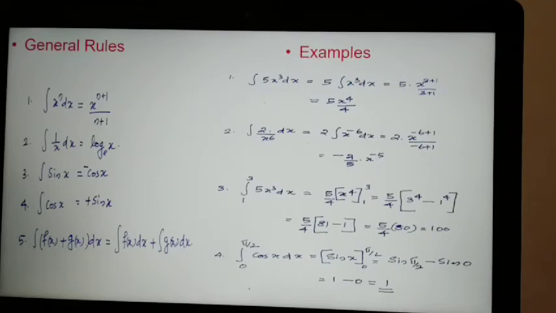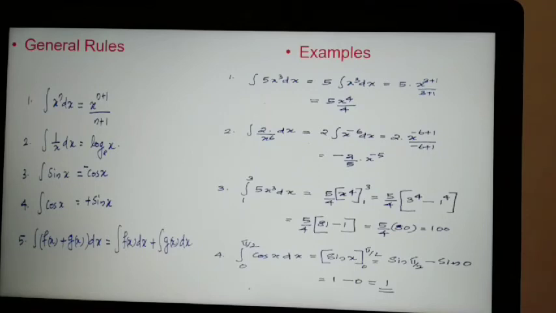So that will be 9 into 9, that is 81. So 81 minus 1 to the power 4. 1 to the power 4, whatever the power may be, is simply 1. So in the bracket you will get 81 minus 1, that is 80. 5 by 4 is multiplied by 80. So that results in 100. So this 5x cube, when you are integrating indefinitely, the result is 5 by 4 into x to the power 4.